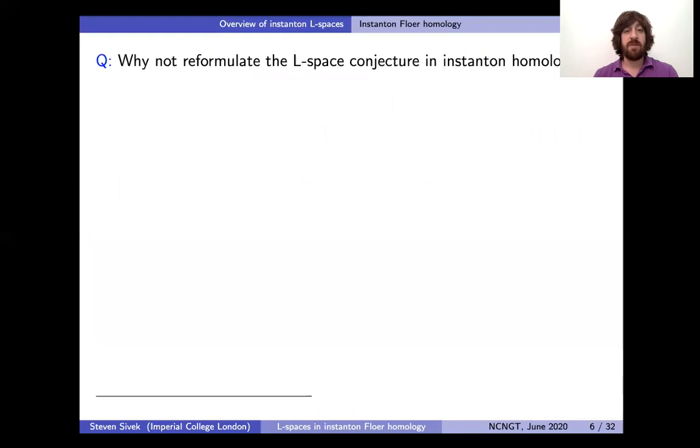So then you might ask, well, given this connection, why don't we reformulate the L-space conjecture using instanton homology instead of Heegaard Floer homology? And one issue is that it's not obvious how to even state the conjecture in general, because instanton homology is only defined if one of 2 things holds.